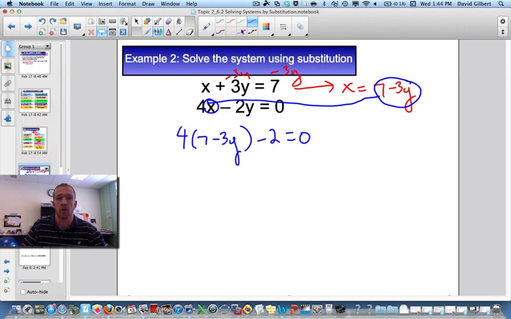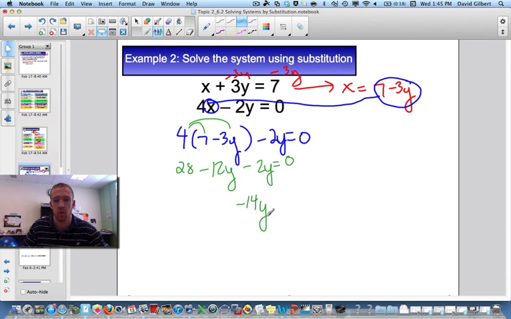Now I'm just going to solve the equation like I normally would. Solve a one variable equation. Gives me 28 minus 12y minus 2 equals 0. So, is that right? Oh, this is 2y, my bad. There we go. So group like terms, I got negative 14y. I'm going to subtract the 28 to the other side.